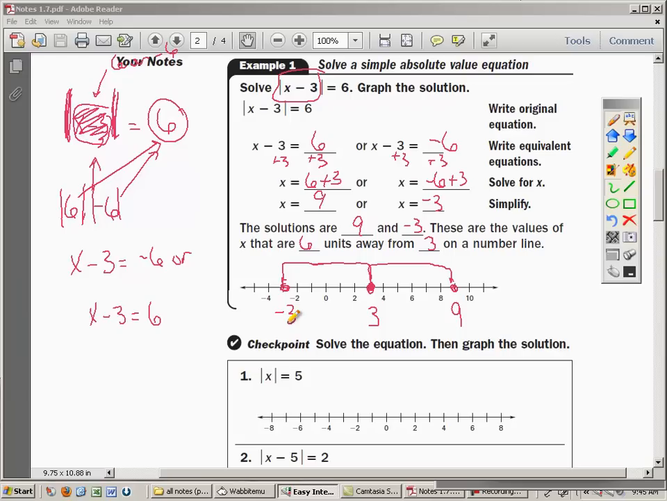Now again, I don't really like to look at it that way because this to me is a little bit confusing. What I like to do is just simply here set what's in the absolute value equal to either 6 or negative 6 and go from there. All right, so why don't you try the next two problems here. Go ahead and pause your video and give them a shot and come on back and check your solution.